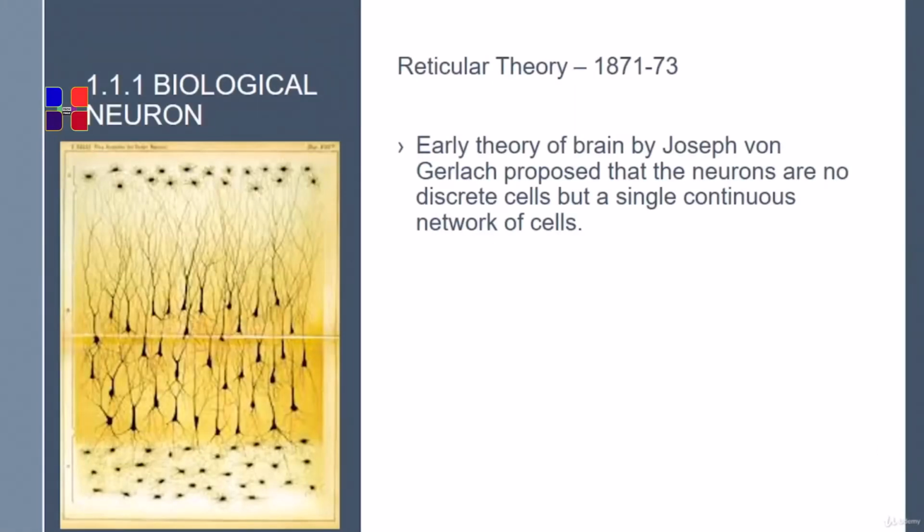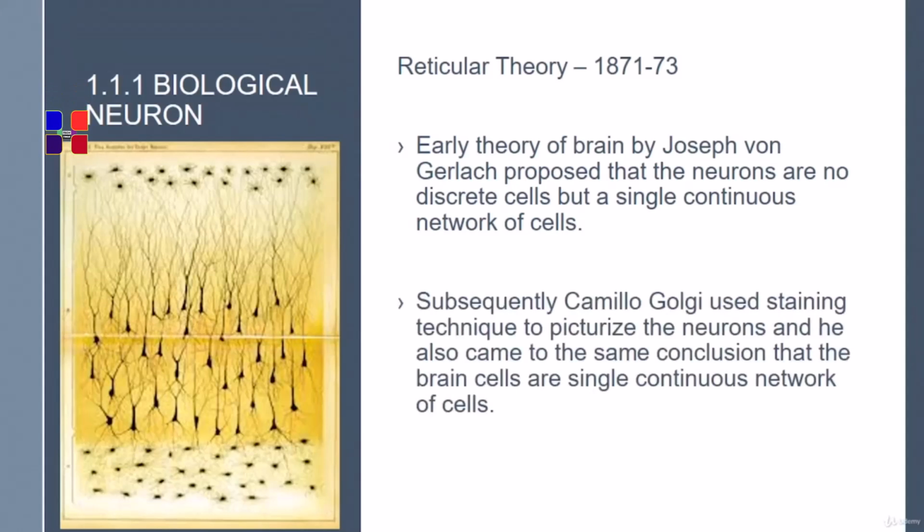To talk about the biological neuron, the first thing that comes to the picture is reticular theory. When people first tried to understand the human brain, they thought the human brain was different from the rest of the body cells, and what they believed is that the human brain is a set of connected networked cells, unlike the other cells in the body that are discrete. This was known as reticular theory, and this was as old as 1871-73, and it was proposed by a gentleman called Joseph von Gerlach.